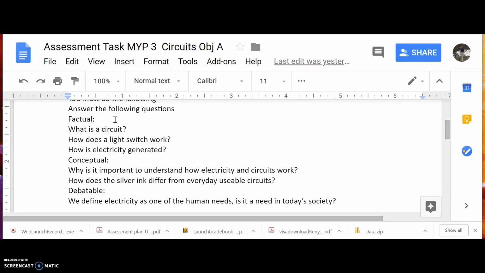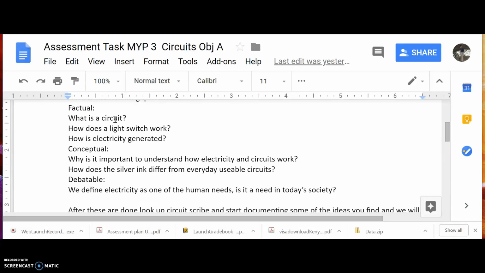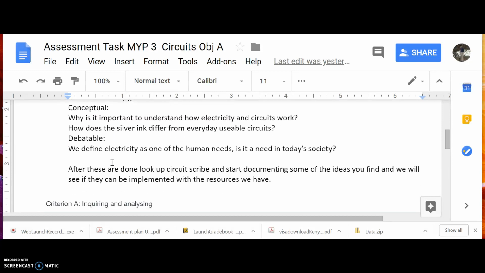So how is it different when we draw the circuits using Circuit Scribe comparatively to everyday usable circuits in buildings, that we have electrical wires for, etc.? And then we define electricity as one of the human needs. Is it a need in today's society? So tell me if it's a need or not.